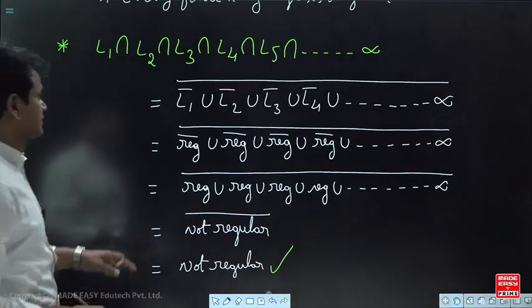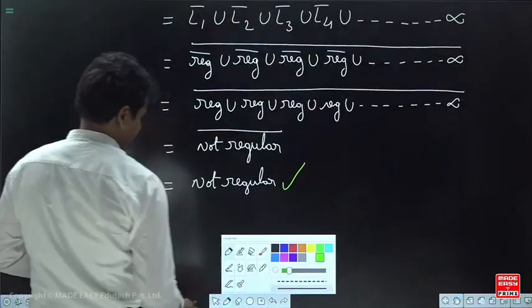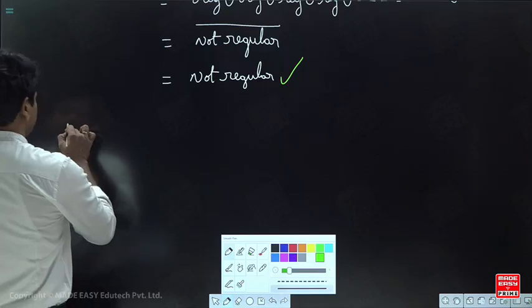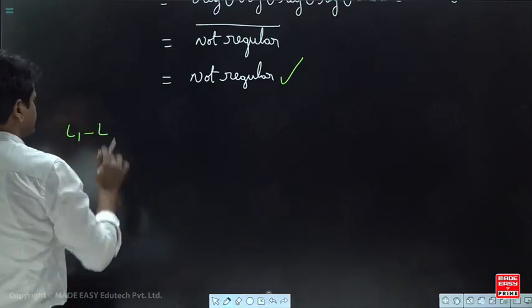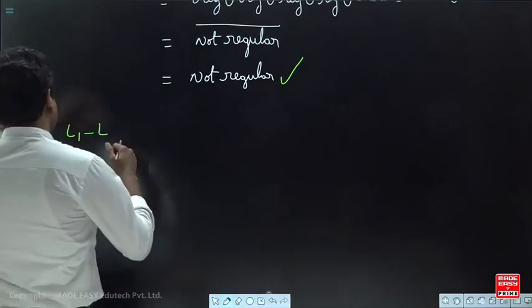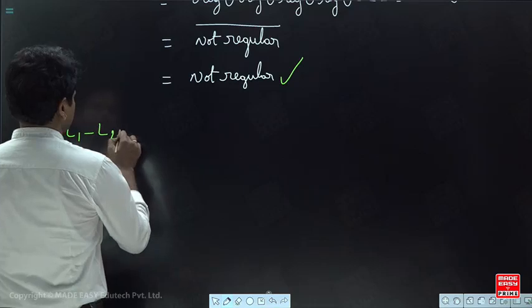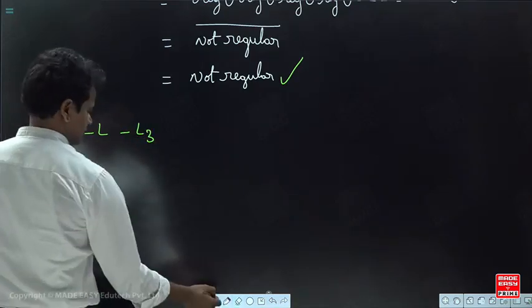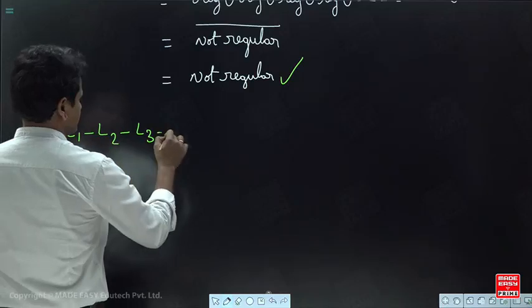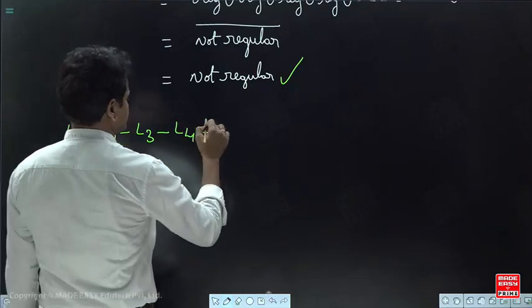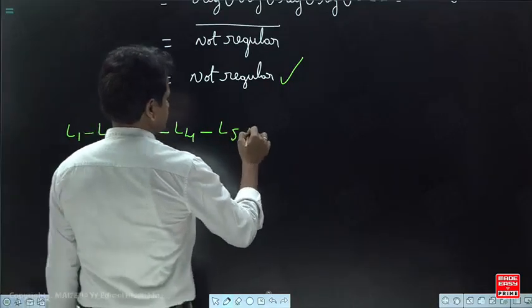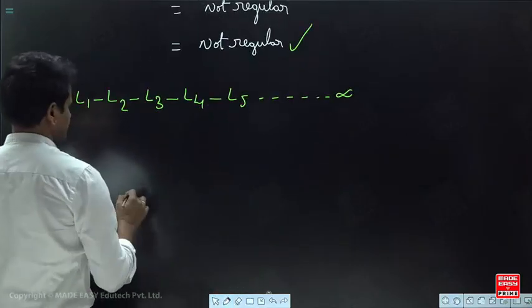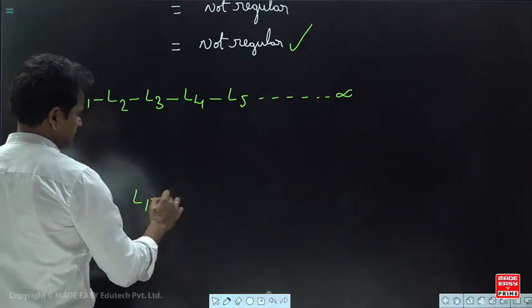Okay, next one, infinite subtraction. That is set difference: L1 minus L2, L1 minus L2 minus L3 minus L4 minus L5, so on, infinite. Okay, guys, you know what L1 minus L2 is?